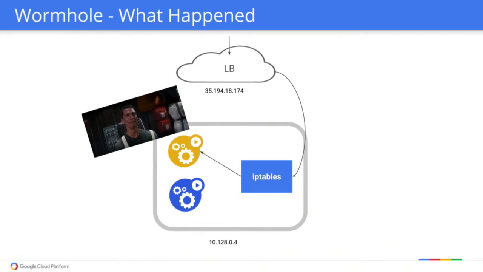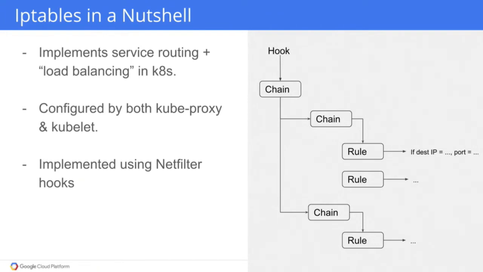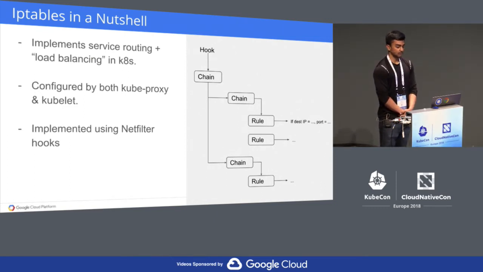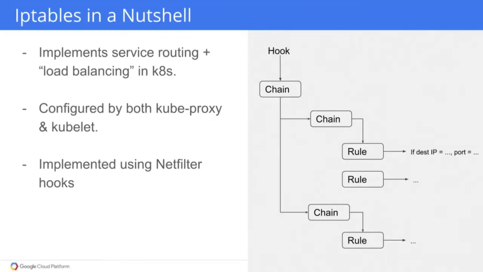Before we get into why this happened, let's do a little refresher on iptables. iptables is how we implement service routing and quote-unquote load balancing in Kubernetes. iptables rules are configured by both kube-proxy and kubelet. Kubelet takes care of one specific case, the host port case, and kube-proxy takes care of everything else. And like Minhan mentioned before, iptables works on top of Netfilter. On the right is a really simplified view of how it works. We'll go into a much more detailed view of how it actually works in Kubernetes in a little bit.